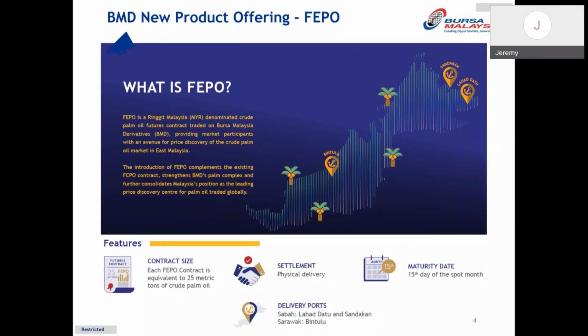The contract size, settlement and maturity are very similar. Each FEPO contract is 25 metric tons of crude palm oil, the settlement is physical delivery, and the maturity of every contract is the 15th day of the spot month. The delivery part will be slightly different, so I will go on to the next slide.